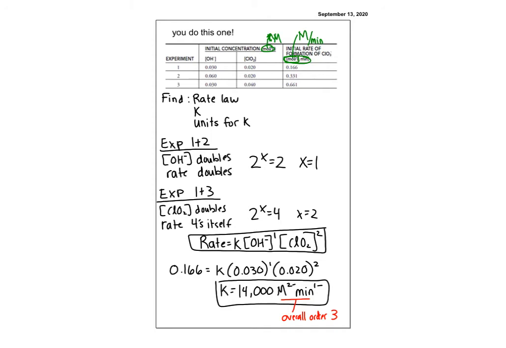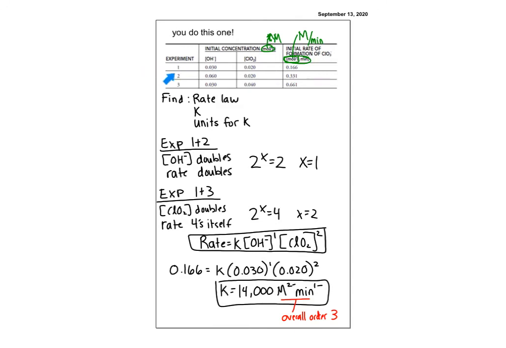Okay, so hopefully you saw that in experiments 1 and 2, OH minus doubles and the rate doubles. We're going to solve for how that impacts the rate. The rate doubles, so that's going to be first order with respect to OH. Then in experiments 1 and 3, ClO2 doubles, but the rate quadruples itself. So hopefully you got an order of 2, and here's my rate expression.